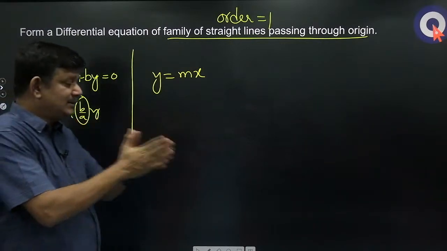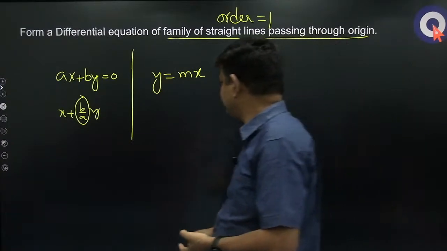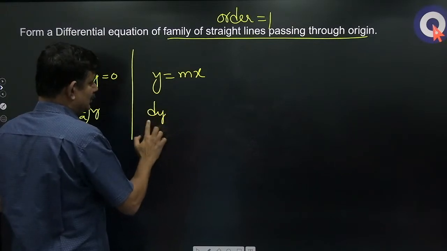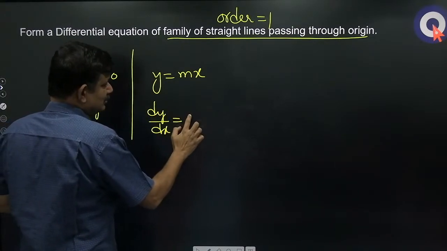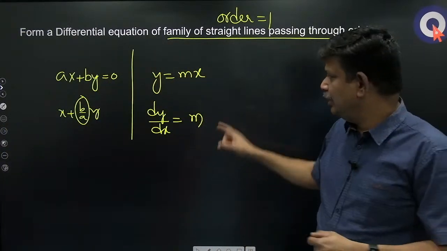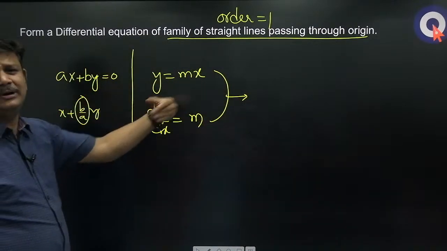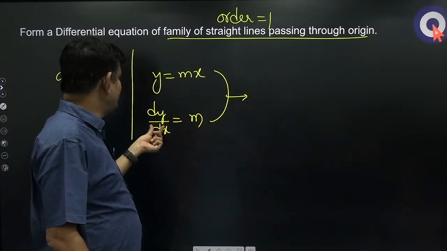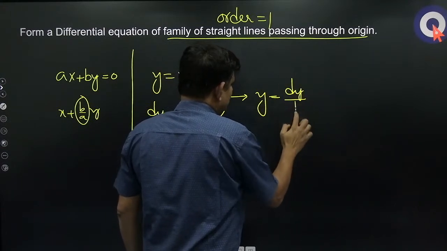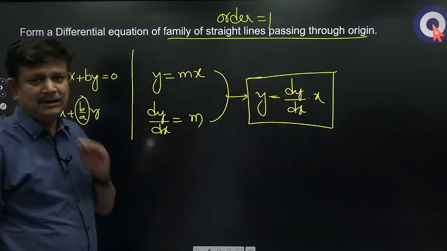Now my target is not to find the order, but to form the differential equation. So for formation of differential equation, because there is one arbitrary constant, I have to differentiate it once. dy by dx is equal to m. Now using these two equations, I have to eliminate m. I have to eliminate all the arbitrary constants. So how to eliminate m? m is known to us, dy by dx. Substitute it here. Y is equal to dy by dx into x. That will be your differential equation.